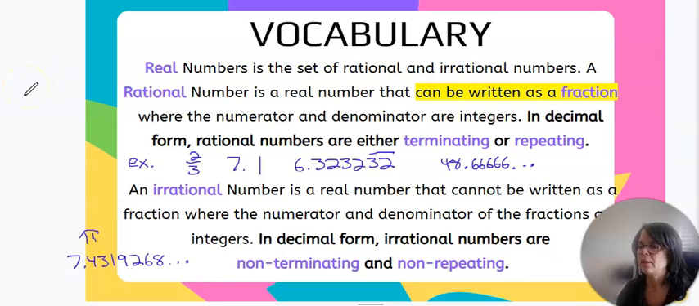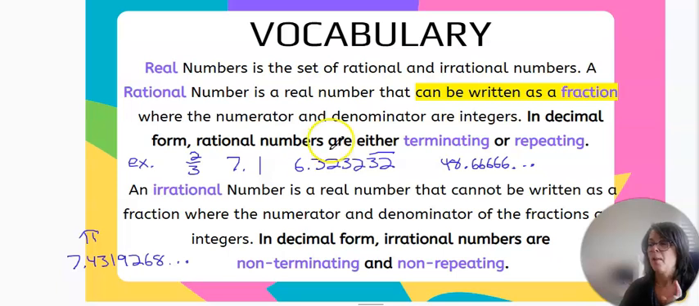Okay, so if real numbers include the set of all rational and irrational numbers, then we need to look specifically at what makes rational and irrational different from each other. And I mentioned on the last slide that rational numbers can be written as a fraction. It doesn't mean that they are when they're given to you. It means that they could be written as a fraction. And so 2/3 is rational. 7.1 could be written as a fraction.